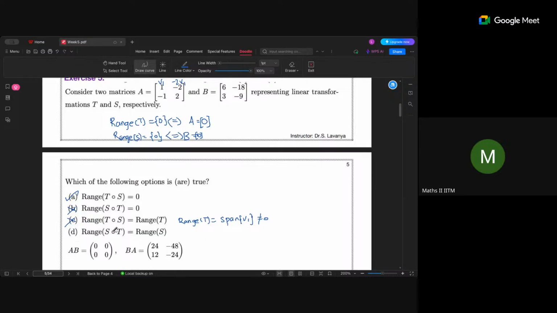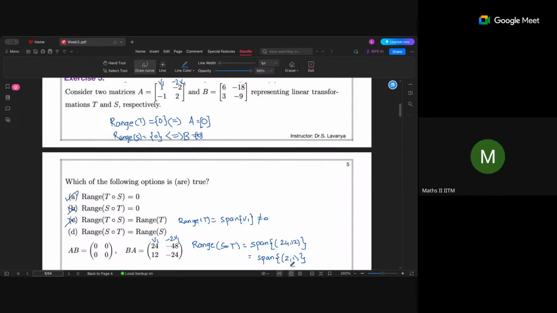What about the last one? Range of S composition T and range of S. What is the range of S composition T? You can observe that if this is V1, this is minus 2 V1. So range of S composition T is the span of V1, and your V1 is (24, 12), right? Can I write it as the span of, so what is the common factor here? 12.